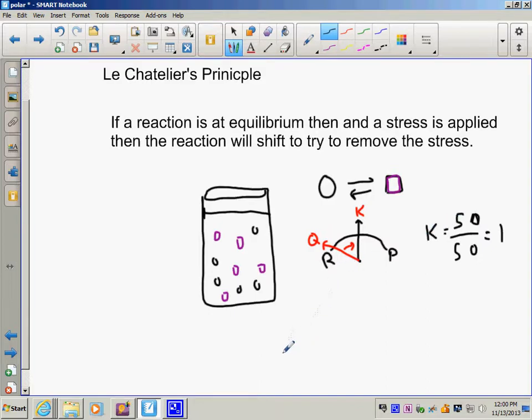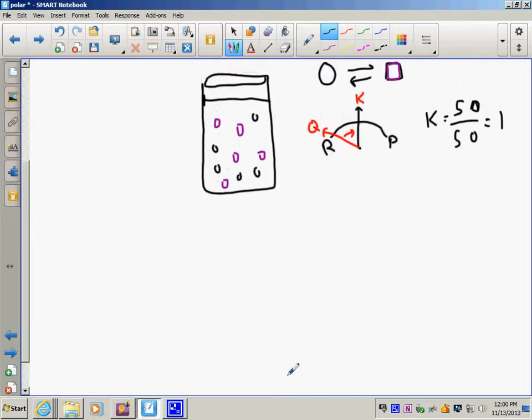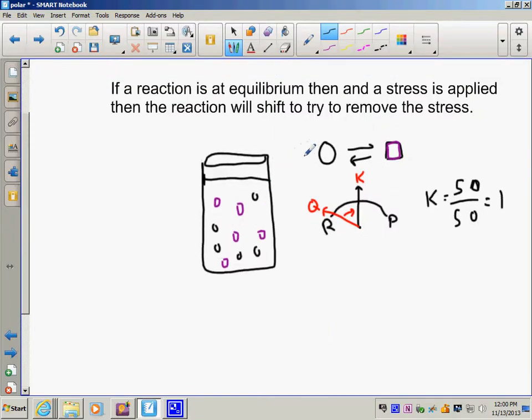So if I were to take this chemical reaction and do something outrageous, let's add some more of something and disturb this equilibrium mixture. I am going to add a bunch more circles. With my black marker, I'm going to add 10 more: 1, 2, 3, 4, 5, 6, 7, 8, 9, and 10. Ten more circles.